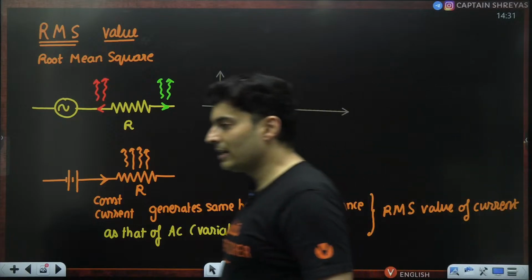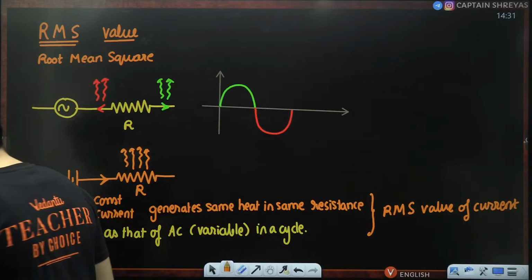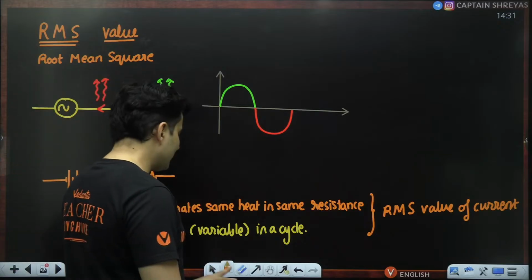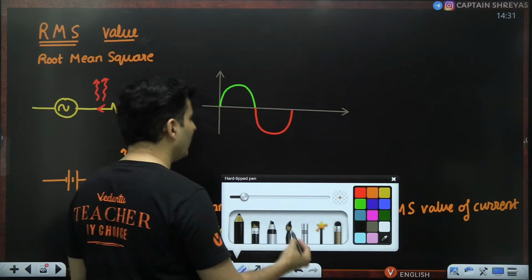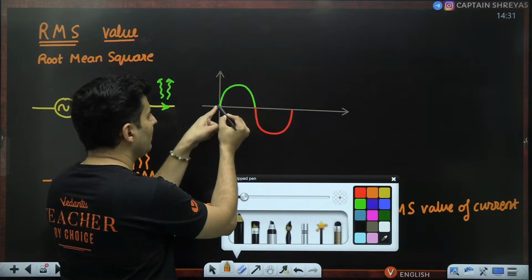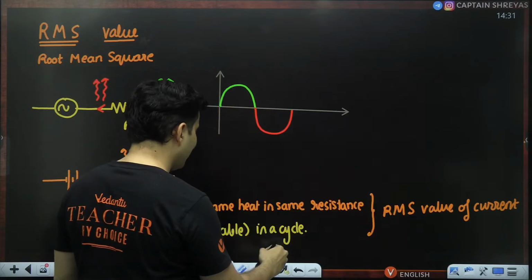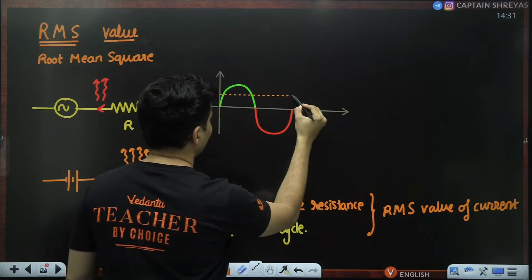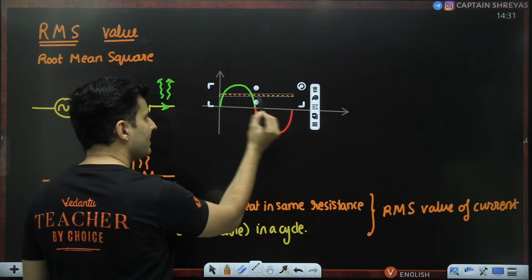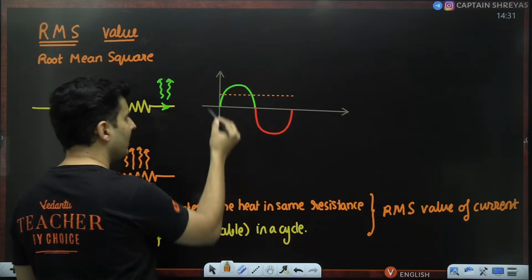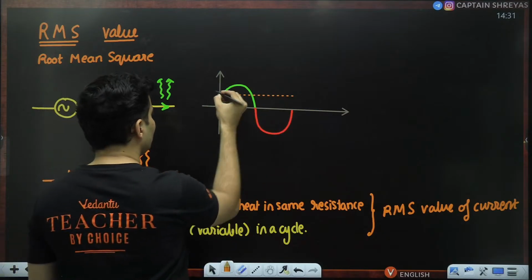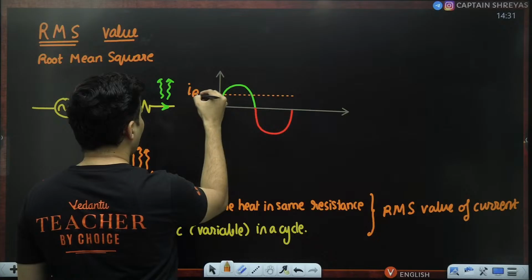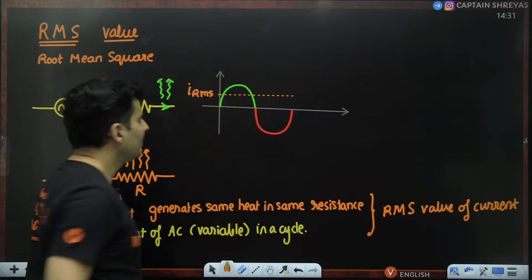Is this absolutely clear, my dear warriors? Now, this RMS current, believe me, it won't be as high, it won't be 0, it will be somewhere here. It is that constant current for that same time in that same resistance, which is now going to generate the same amount of heat. So this value is then your IRMS. Is this absolutely clear?